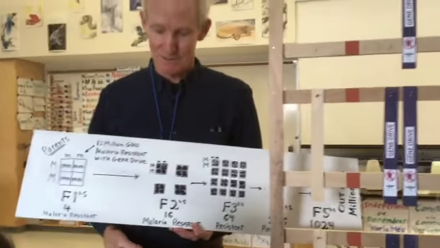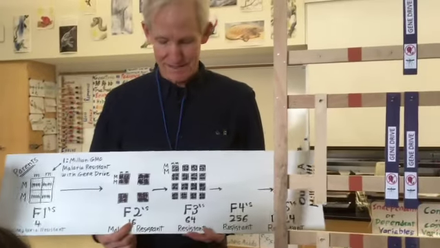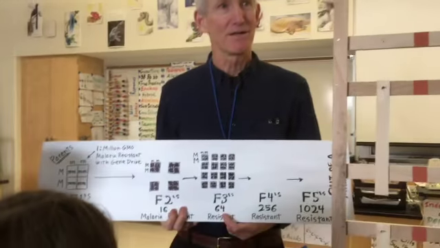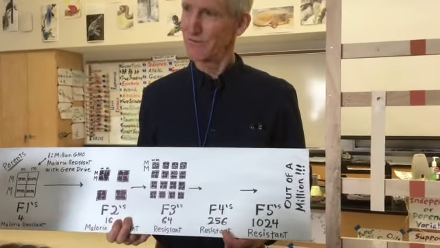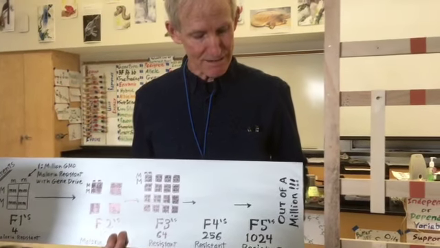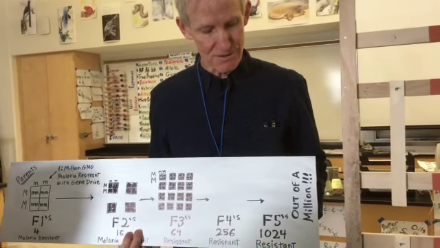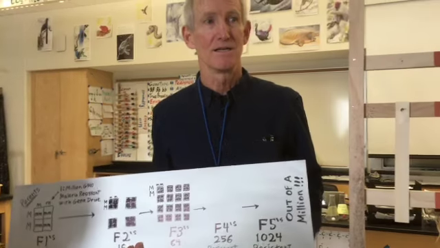We go through the F2s. Now we have 16 that are resistant to malaria. They make over the F3s. We have 64 that are malaria resistant. By the time we get to the F4s, we have 256 that are resistant, and 3 months later, we have 1,024 mosquitoes flying around the swamps that are all resistant out of 1 million.